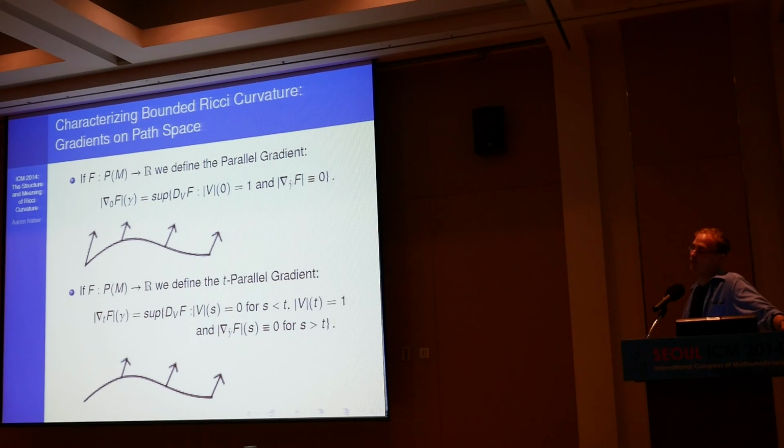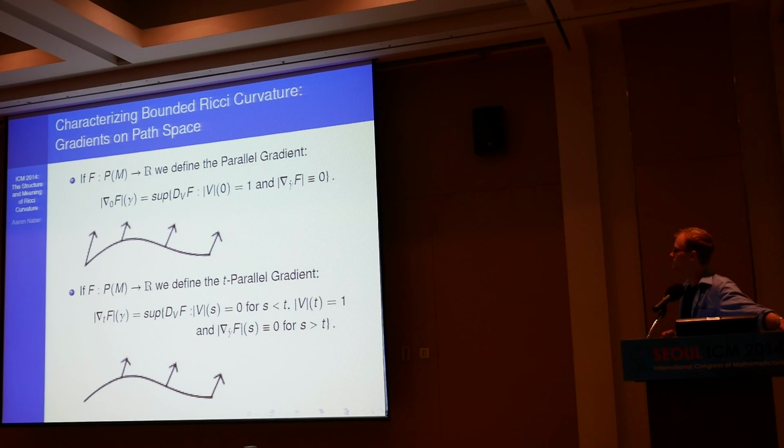So instead of a gradient that sees an infinite dimensional amount of information, it is more natural and better to have a one parameter family of gradients that all see a finite dimensional amount of information. Namely, for every t, we look at the t parallel gradient, which just takes the sup over directional derivatives along vector fields which are zero up to time t, and then parallel translation invariant after. So it's sort of like saying it's the parallel gradient after time t.